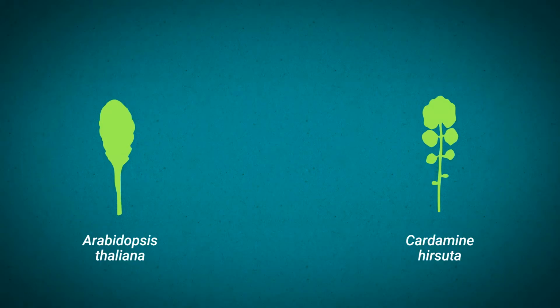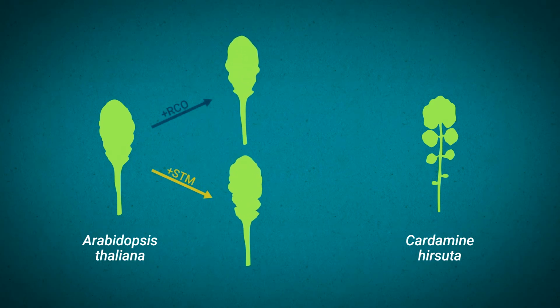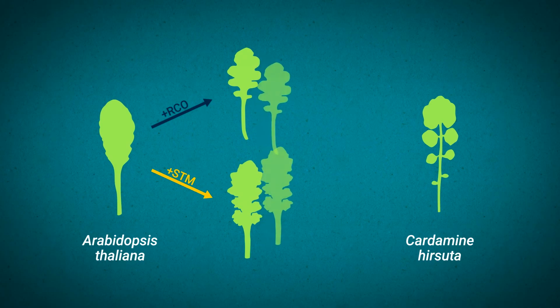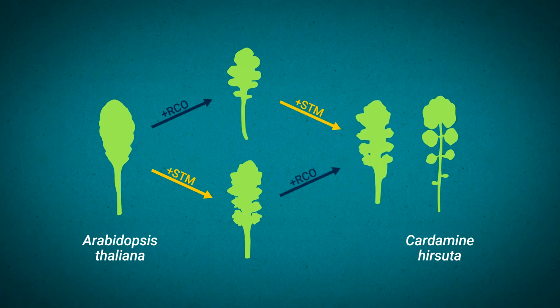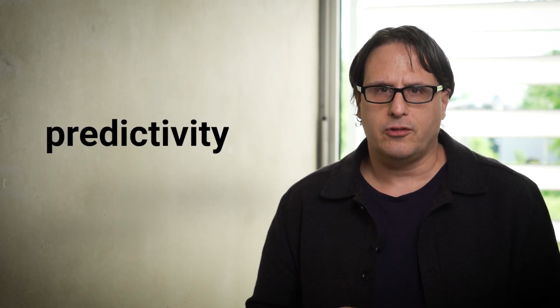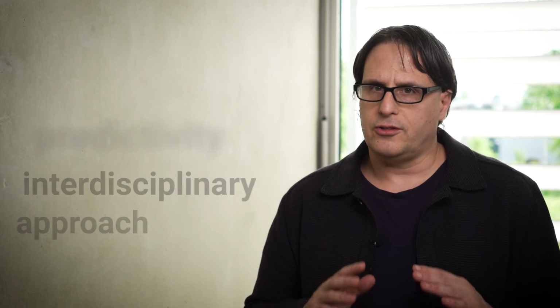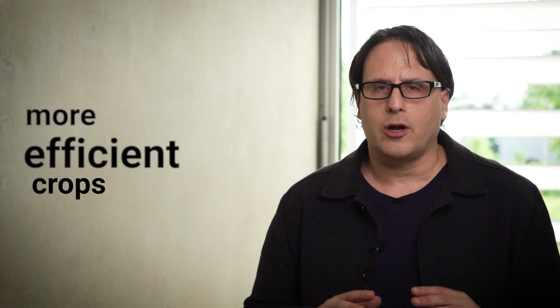Guided by these findings, we then converted the simple leaf of Arabidopsis into a complex shape closely resembling Cardamine by introducing expression of both RCO and STM in its leaves. We deconstructed complex leaf development into its cell-level elements and used this information to transfer this trait into a different species. This helps demonstrate the predictivity of our interdisciplinary approach. This information may also help us build more efficient crops by tinkering with organ growth patterns.